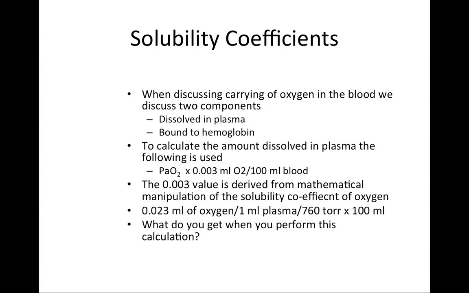And that 0.003 value is derived from the mathematical manipulation of the solubility coefficient. So we don't necessarily have to know how that is done, but that's where we get it. So here it is. It's 0.023 mL of oxygen in 1 milliliter of plasma divided by 760 times that 100. See what you get when you calculate that out.